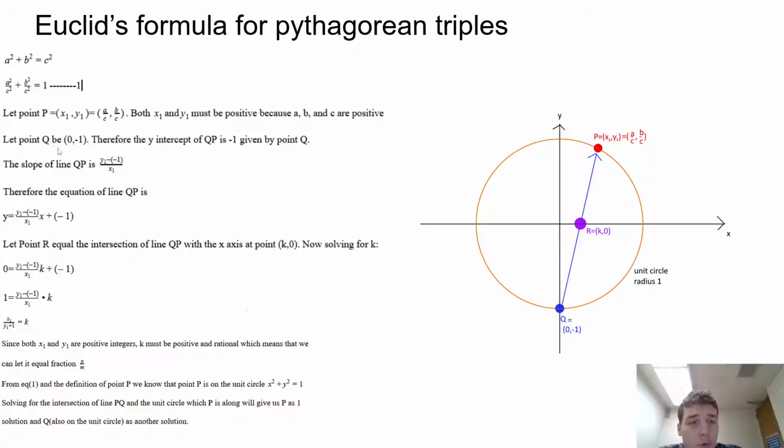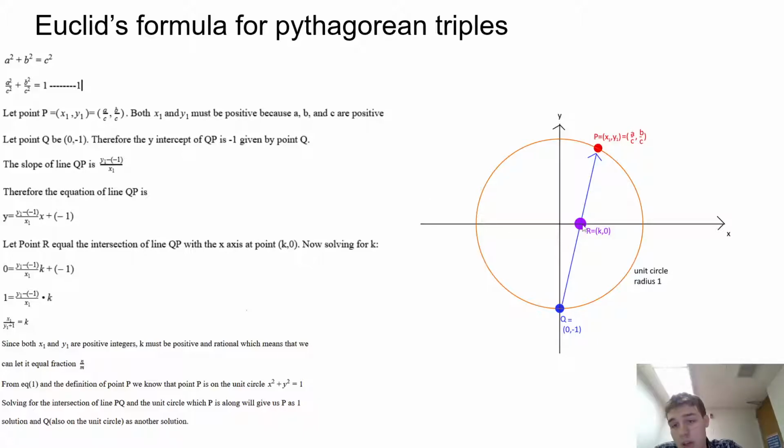So let's define a point Q at 0, negative 1. Therefore, the y-intercept of line QP is obviously negative 1, from point Q. If we take the slope of the line, we take y1 and x1, and we trace that back to Q, and we take y final minus y initial over x final minus x initial, we get this right here. The equation of the line, we put in y equals mx plus b, plug in the slope, plug in the y-intercept.